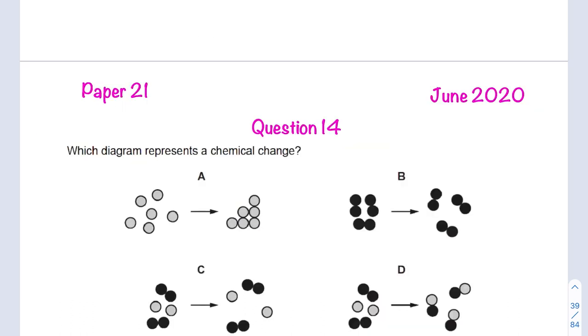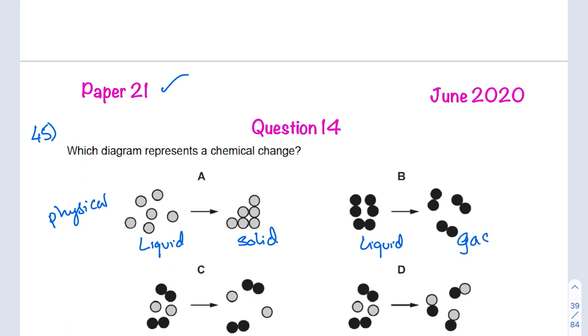Option B. Question number 45 from June 2020, paper 21, question number 14. Which diagram represents a chemical change? We can see that these are the particles, so the molecules are very wide apart, so it can be a liquid, and now they are coming very close together. It is becoming a solid. So liquid is becoming a solid, so it's going to be nothing but what? A physical change. Whereas over here it is again in the form of a liquid, and again they are getting very far, so liquid is becoming gas. So this is also nothing but what? Boiling, a physical change. In boiling, liquid becomes gas.